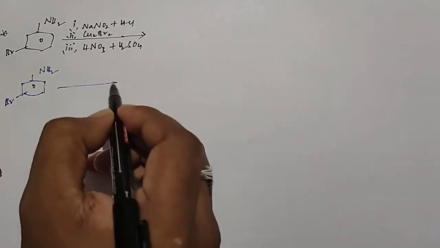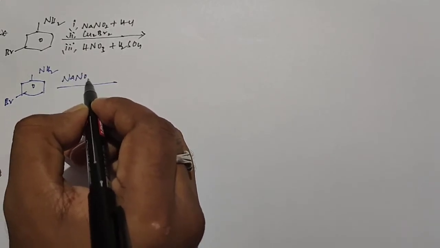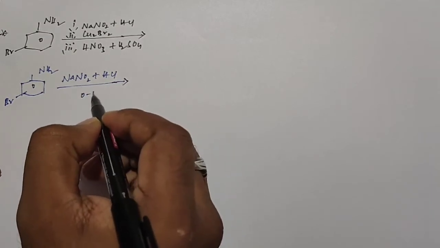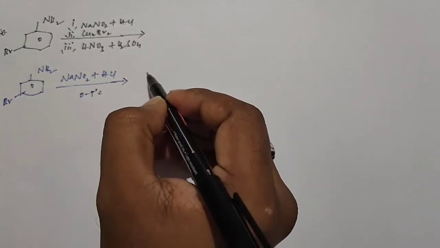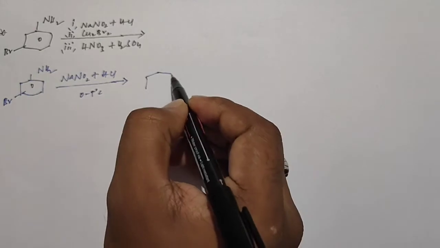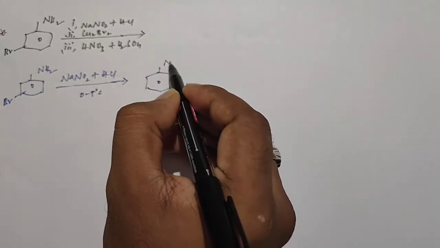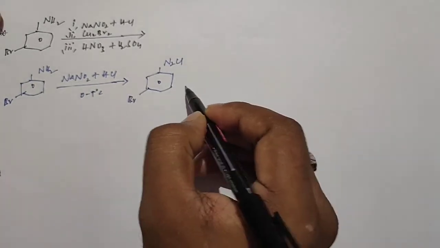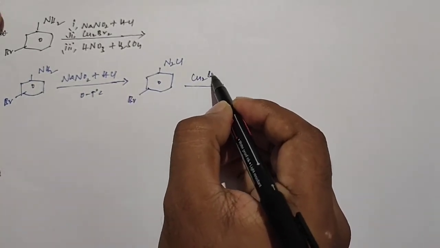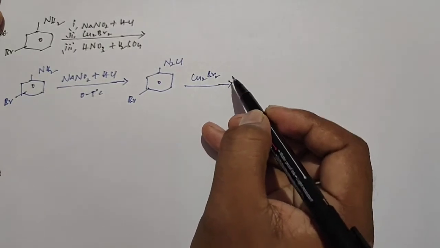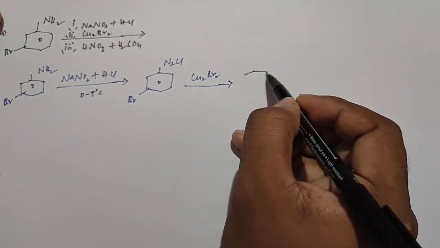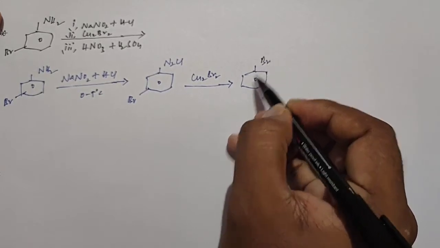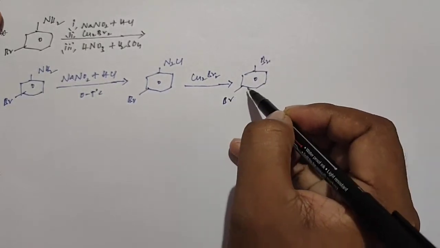So this is the given compound. This compound reacts with sodium nitrite and HCl mixture at 0 to 5 degrees. We call this diazotization. So after diazotization, we get the product. The amino group is converted into the diazonium group. After that it reacts with Cu2Br2, cuprous bromide. This we call the Sandmeyer reaction. At that time, the diazonium group is replaced with bromine. So this is the next product.